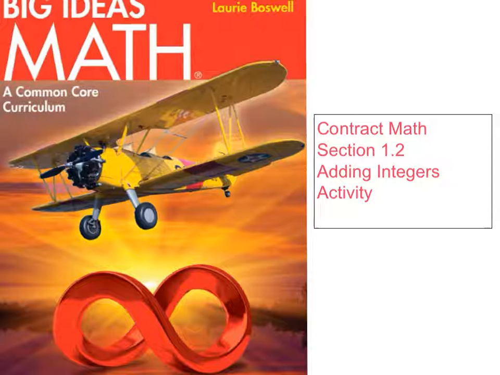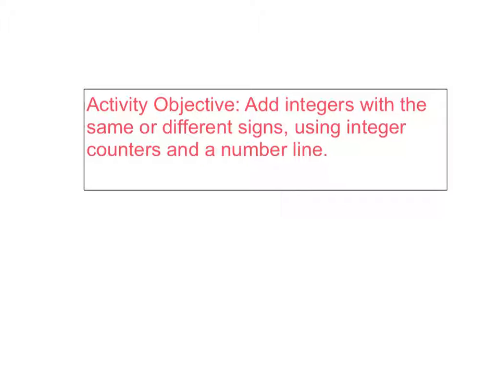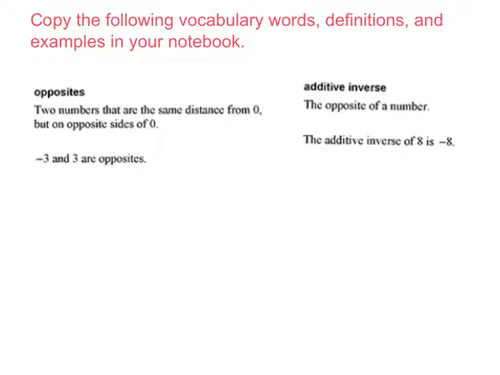Pause while you write Section 1.2 activity in your math notebook. Pause again while you write today's activity objective in your math notebook. Today's activity objective is to add integers with the same or different signs using integer counters and a number line. Now you need to copy the following vocabulary words, definitions, and examples in your notebook.